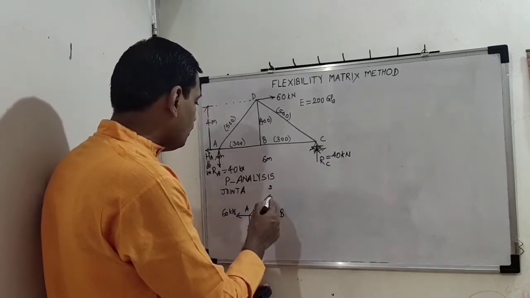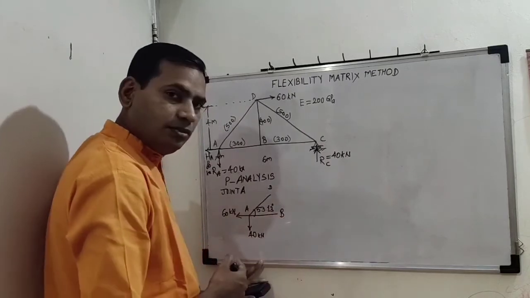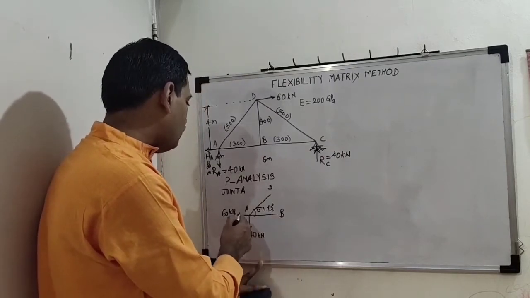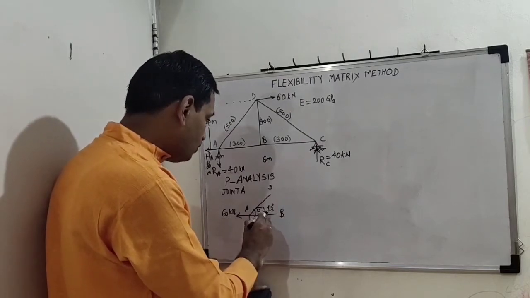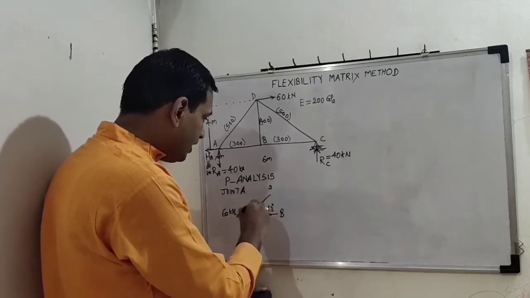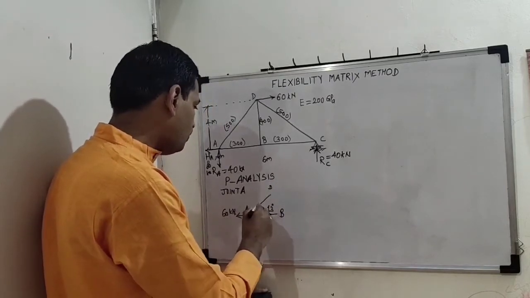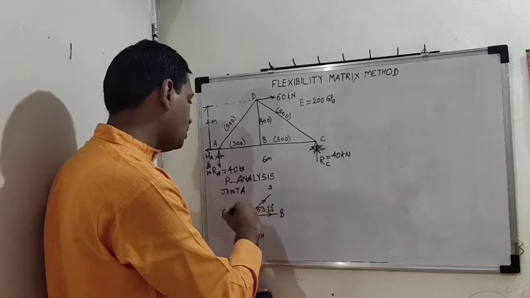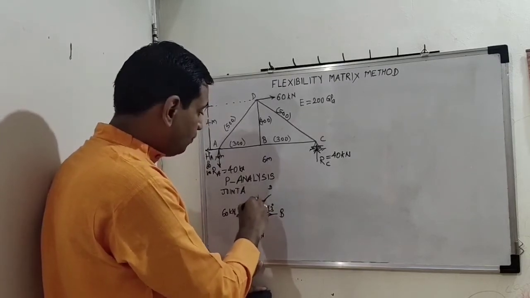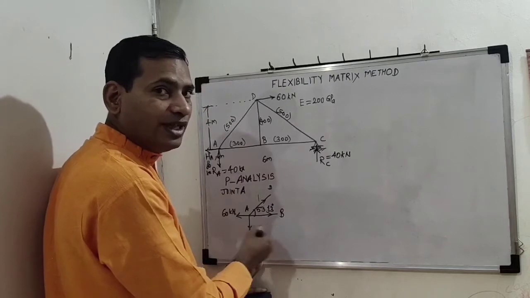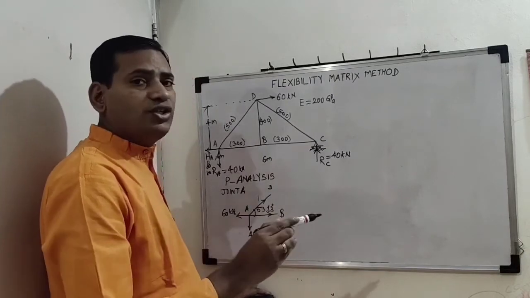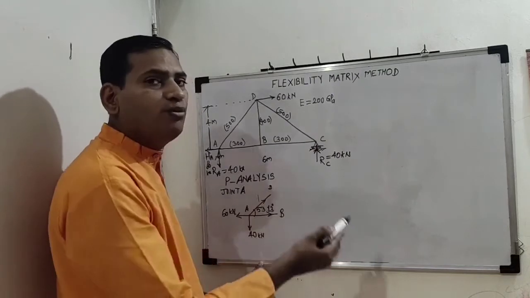Next, I have to assume the direction of forces in these two members. So I will just go with logic. This is the horizontal member. The member force on joint A is towards left, so I will assume this towards right. Then I have another member which is inclined. The direction of force in this member I will again assume away from the joint. Why? Because the vertical component of this force will be balanced by this vertical force. That is the logic. If you don't know how to apply this logic, we just assume the direction of forces either towards the joint or away from the joint, anything.